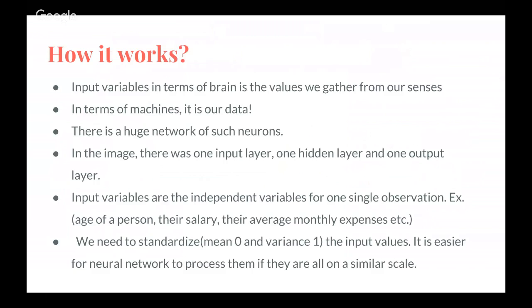We have a table of people with a lot of information. We have name, age, location, their salary, how much money they spend, and we need to predict whether we should provide them a loan or not. These are all independent variables. The set of these variables makes a single observation. A table would have a lot of observations and a lot of these variables.